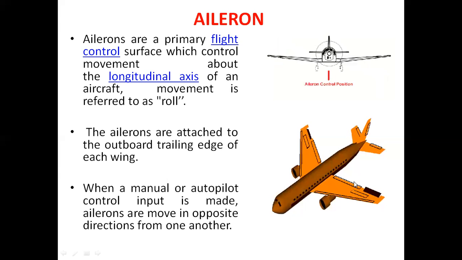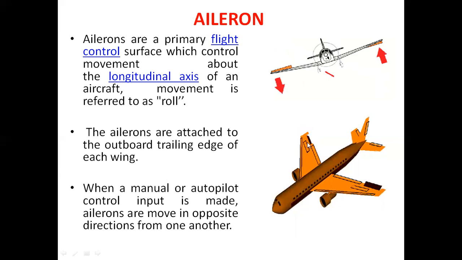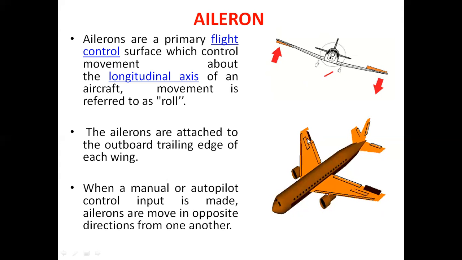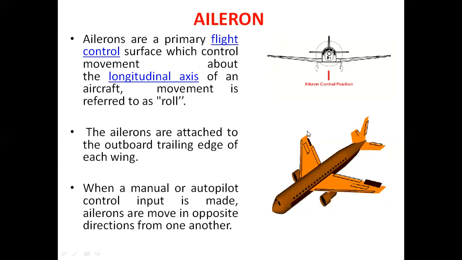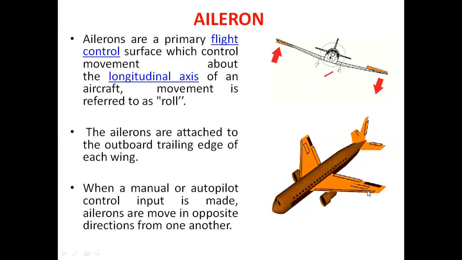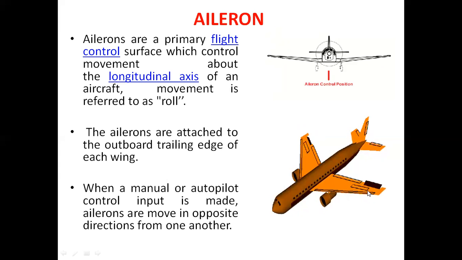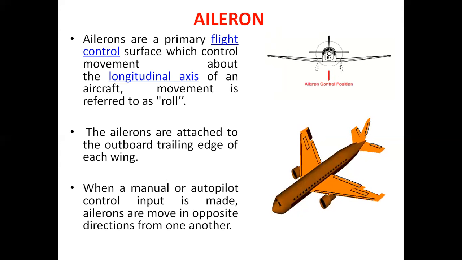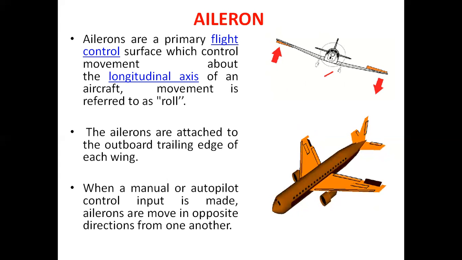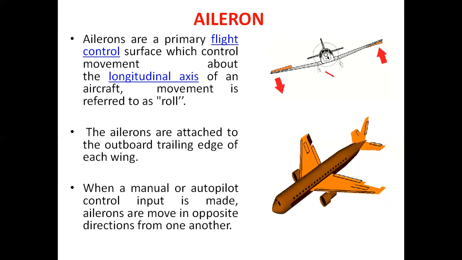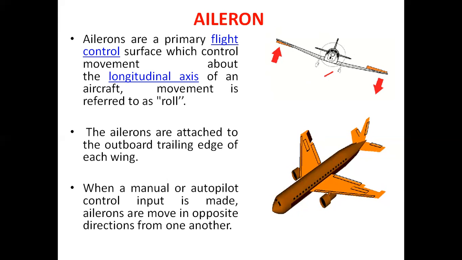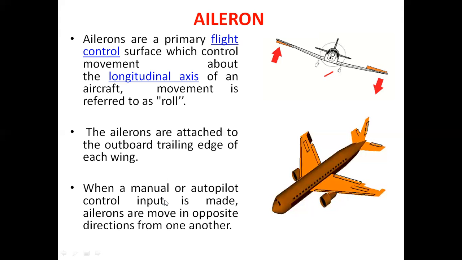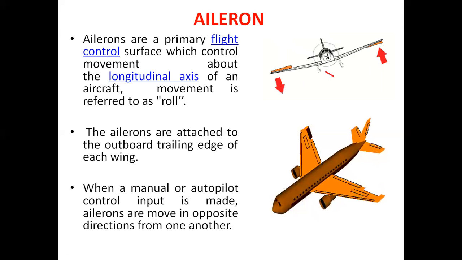So we are looking at the picture. During a left roll or right roll, one aileron is moving opposite to another. So aileron will move in opposite direction from one to another. That's why they are said to be differential flying control surface. So it can be operated manually. It can be operated through autopilot.